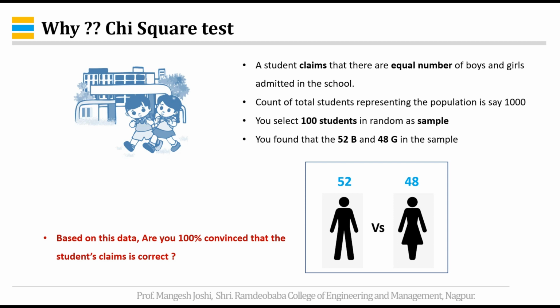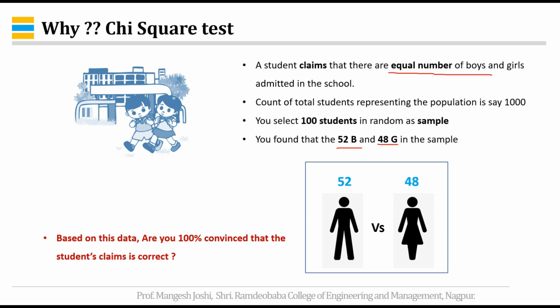Now let the count of total students representing the population be 1000 or 2000. For study purposes, you select 100 students at random as a sample. After collecting the data of 100 students, you found that 52 were boys and 48 were girls in the sample. Based on this data, are you 100% convinced that the student's claim is correct, that is, an equal number of boys and girls? To what level are you convinced?